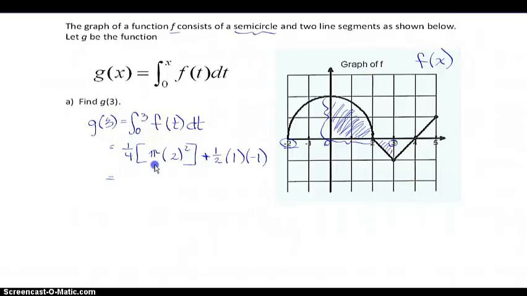So this cleans up, and I wouldn't have to clean it up if it's a free response question, but this 4 down here and this 4 up here cancel. So we wind up with pi minus 1/2. So there is actually g of 3. So again, make sure you start accumulating where they tell you to start accumulating.